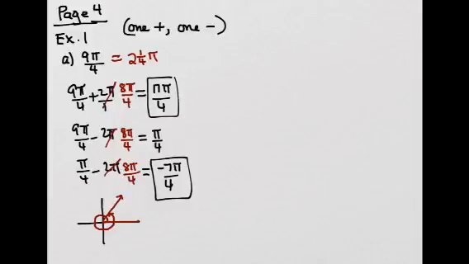And for 17 pi over 4, all we did is add a rotation. We started here, and then instead of stopping here, we went one more time around, and then we landed right there. I should probably change the color, so that's that one right there.